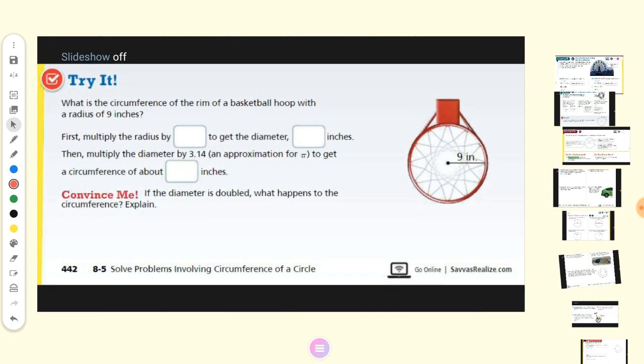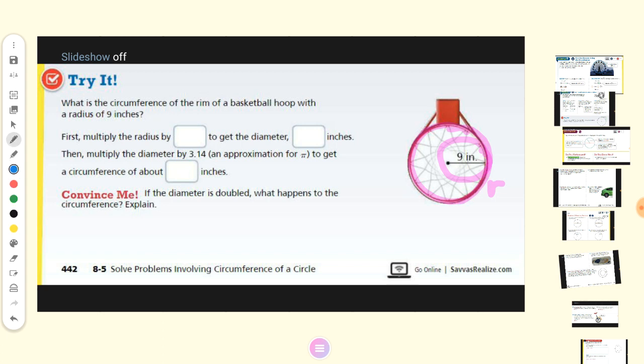First, what is the circumference of the rim of a basketball hoop? Okay, this is a rim. And we want to know the distance around this circle, which is the circumference. Actually, he gave me here the radius only, R. So we will use the rule of R.